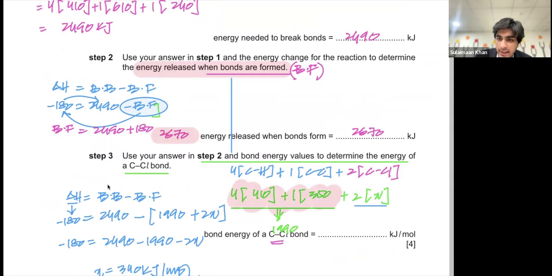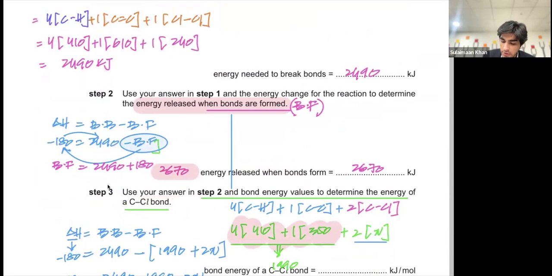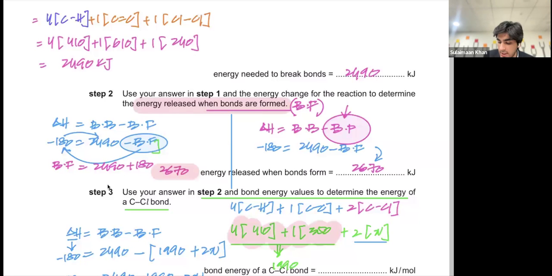So in 2, we calculate without the CCl. No, in 2, what you need to do is, he's saying calculate the energy released when bond formation takes place, right? So enthalpy change is bonds broken minus bonds formed, right? He's saying calculate this in totality. Tell me the whole thing. Don't tell me the CCl bond. Just tell me the overall energy given out. So remember, enthalpy change is minus 180 and bonds broken is 2490. So overall, what is the energy given out during bond formation? You could use the equation to calculate that the overall energy given out is 2670.